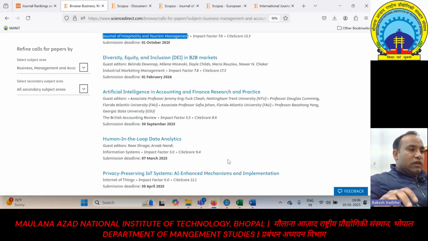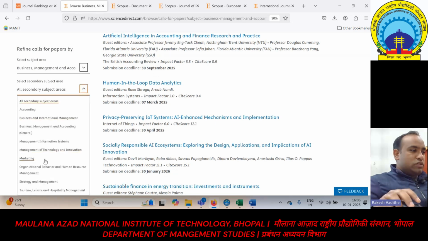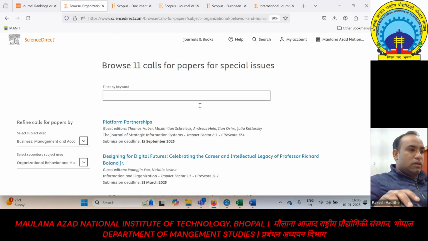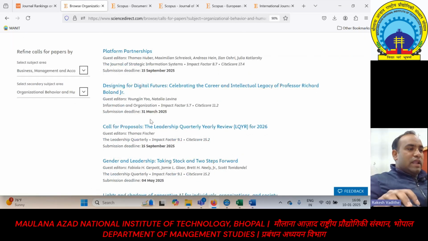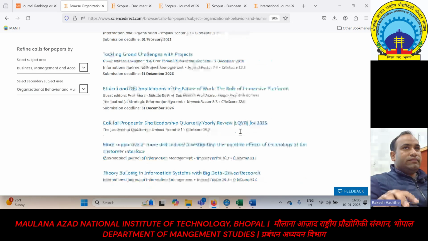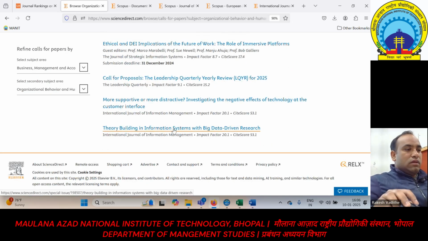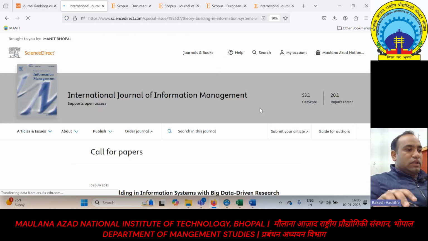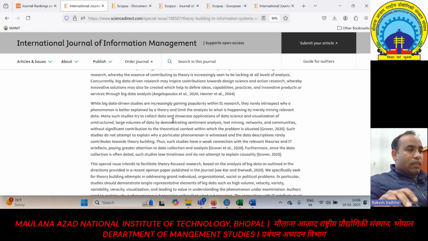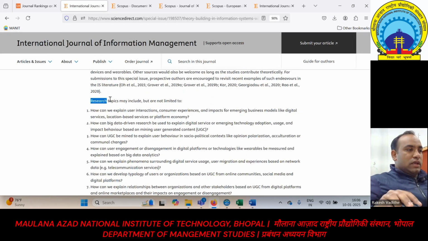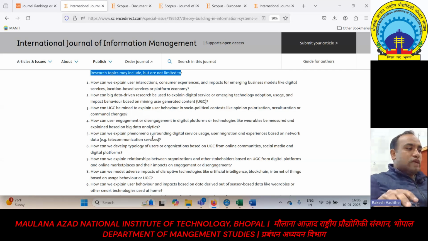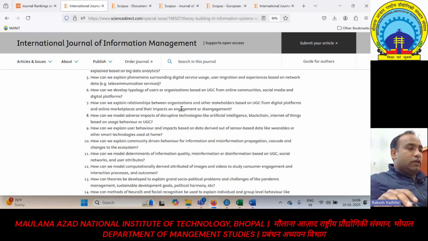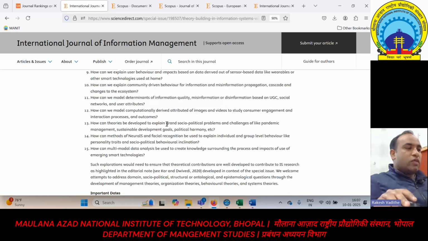Here you have to look into your area domain. Suppose mine is OB and HR. These are the latest trends in the upcoming HR domain. By clicking on this one, you will find some base articles. Here you can find the research problem of that particular issue. You have to select one issue and focus on these research questions, then automatically your paper will get published in this journal.